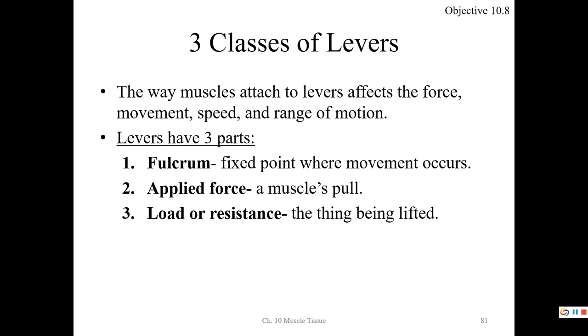Now let's talk about levers. Levers are going to determine the force, movement, speed, and range of motion of a joint. There are 3 parts to every lever. There's a fulcrum, applied force, and a load, or the load is sometimes called resistance. The fulcrum is the fixed point where pivoting happens. The applied force is whatever the muscle is pulling, you pushing on the lever. The load or resistance is the object being lifted.